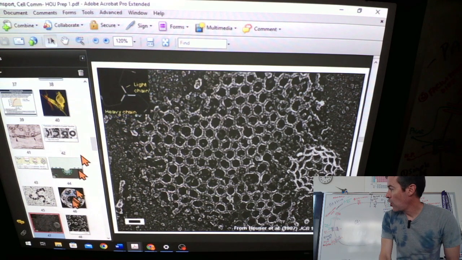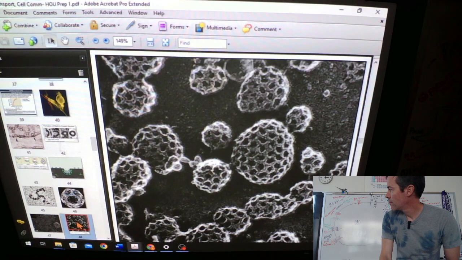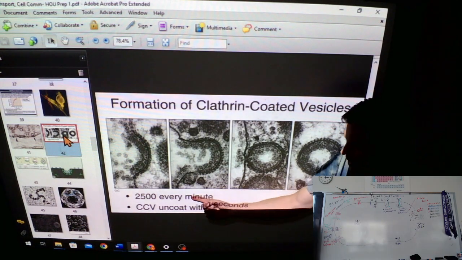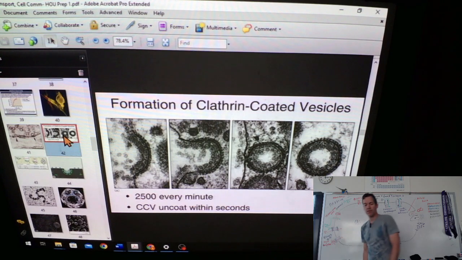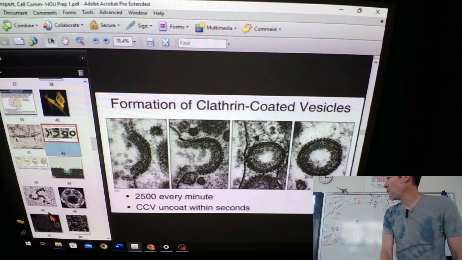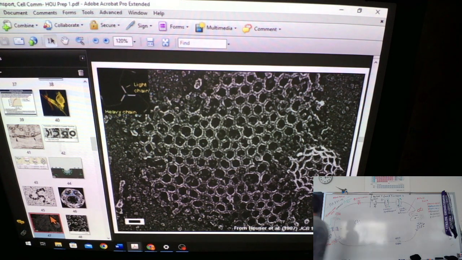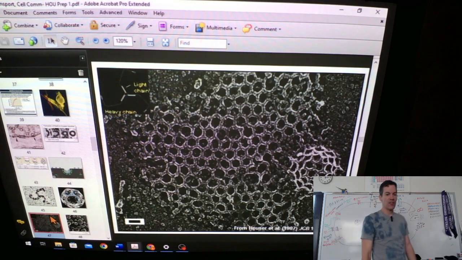And it's doing it all the time. On average, 2,500 times every minute in every cell. So my body is just searching for specific cargo and grabbing it. It's almost like, here's tape that will attract popcorn smell. Here's tape that will attract pizza smell, whatever, and I just grab whatever I need and pull it inside the cell. Receptor-mediated endocytosis.